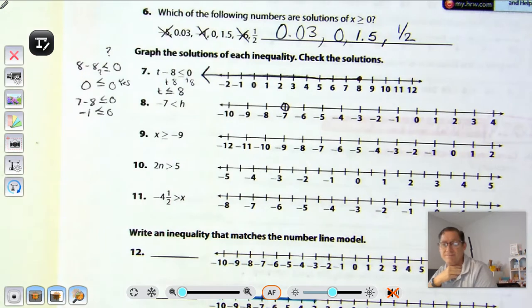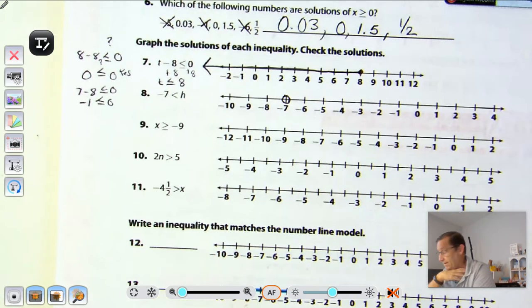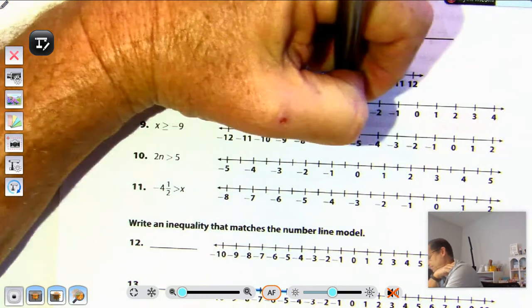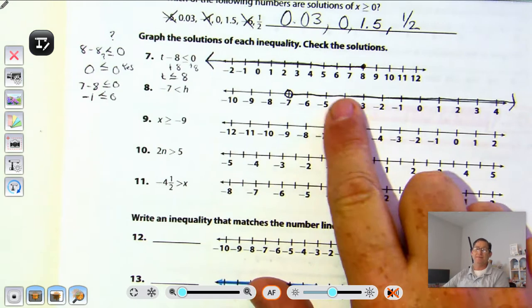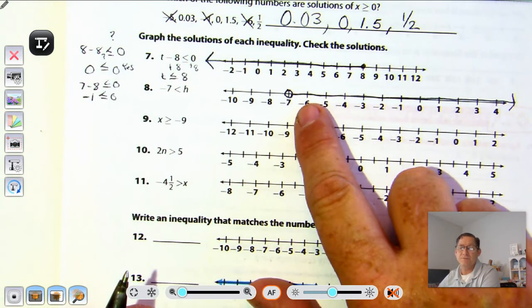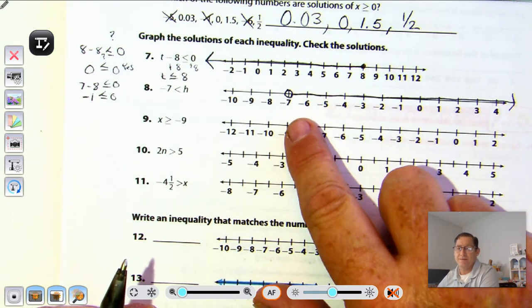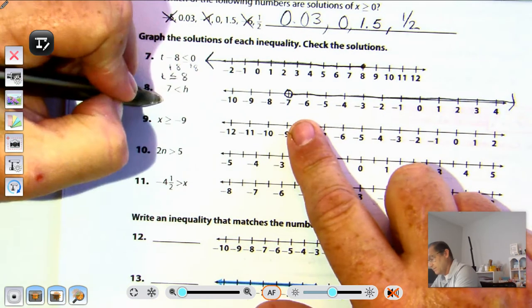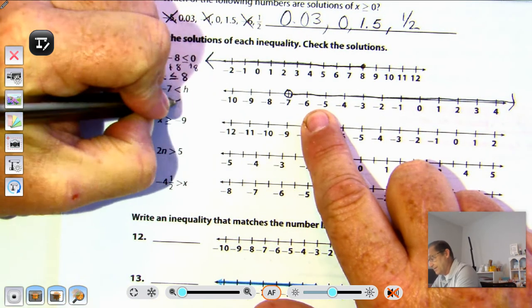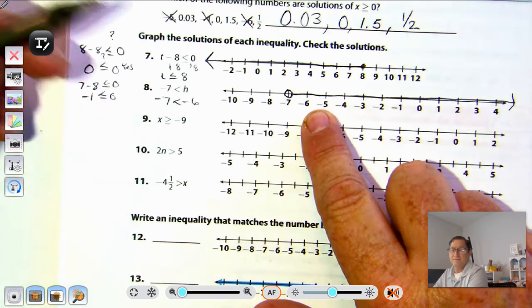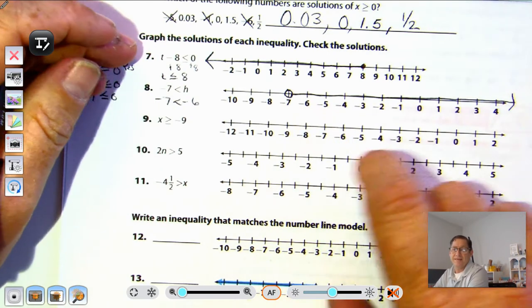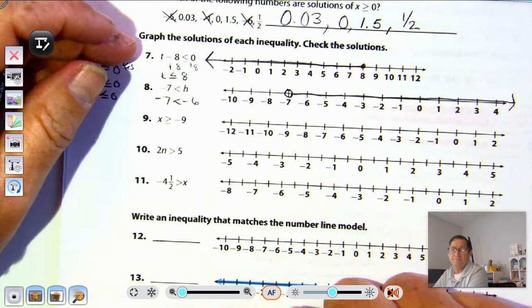Okay, here h is greater than -7. So -7 won't work, right? So we can have an open circle at -7, because -7 is not greater than -7. So let's put in -6. Is -7 less than -6? Yes. Any number to the right of -7 will be greater.